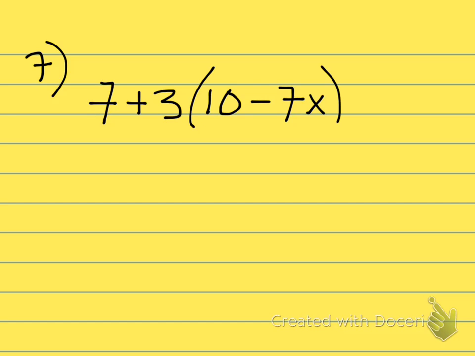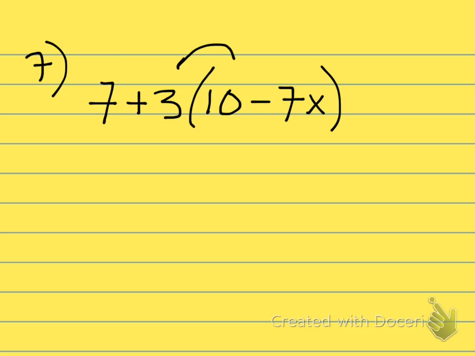The problem reads 7 plus 3 times the quantity of 10 minus 7x. It's in your drive, and you can read along with me, or maybe you're going over this after you've already tried it. So here it is. There's no equation, so I'm not going to come up with an answer. I am only going to simplify, and that's what the directions read: simplify the expression.